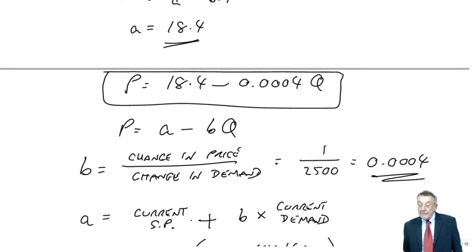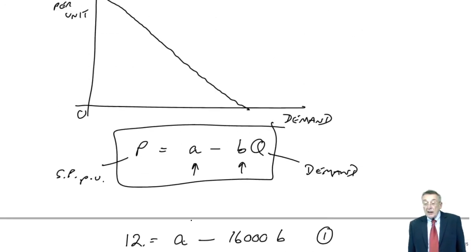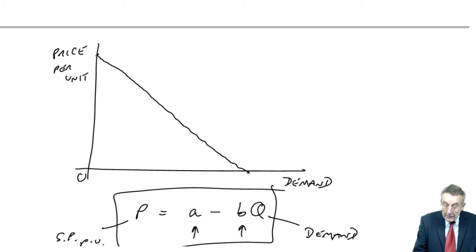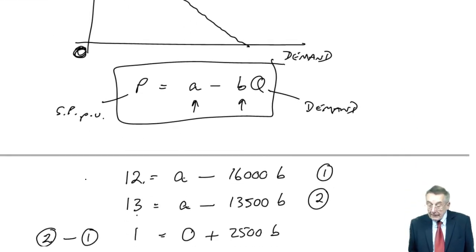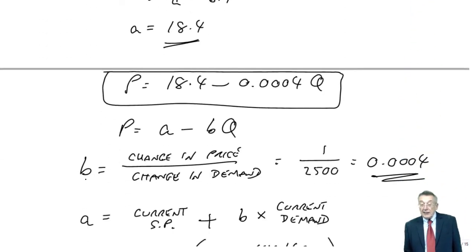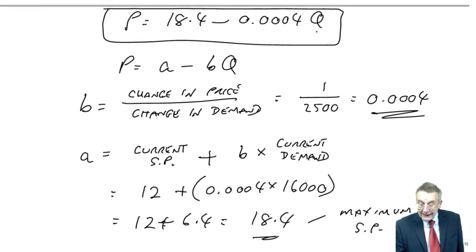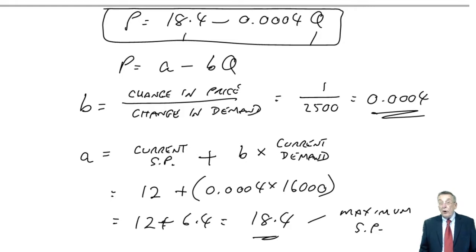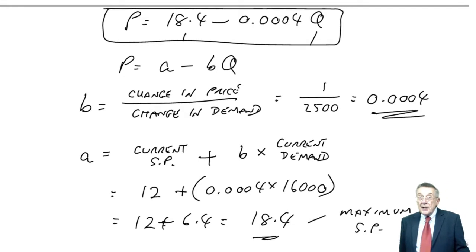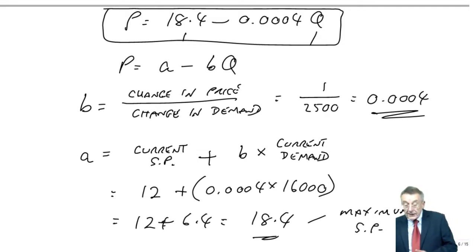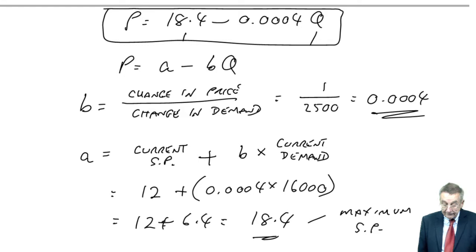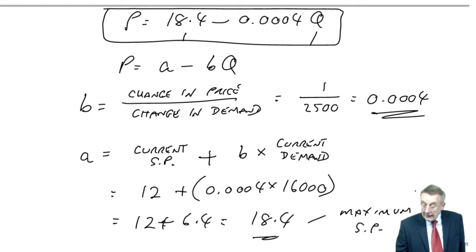Remember, assuming it's linear, and if you think back to my little graph, the maximum selling price would be when demand was 0. And of course, if demand is 0, look at the equation: the selling price is 18.4. And then more and more demand, lower and lower selling price. So that could be an exercise on its own, although shortly we'll look at another exercise where we will actually need that price-demand equation. However, let's carry on.